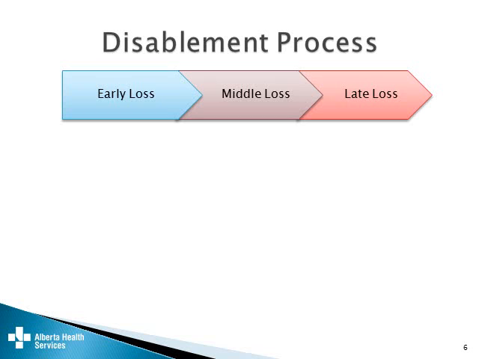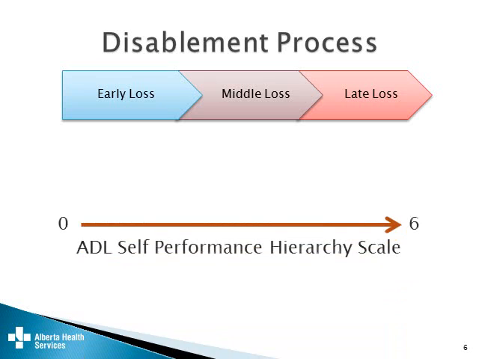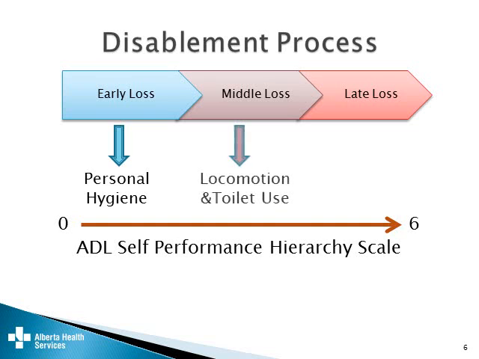As ADL abilities decline, the resident needs more support from others to manage day-to-day tasks. Evidence points to 3 distinct stages of decline in the disablement process. Early loss. Performance of personal hygiene tasks starts to decline. Often this is a contributor to individuals entering the continuing care system. Middle loss is a time of change in locomotion. Someone previously getting around with a cane may now require a walker or wheelchair. In late loss, the path of decline continues and residents require more support with activities such as eating.